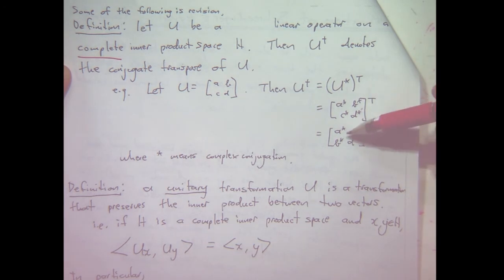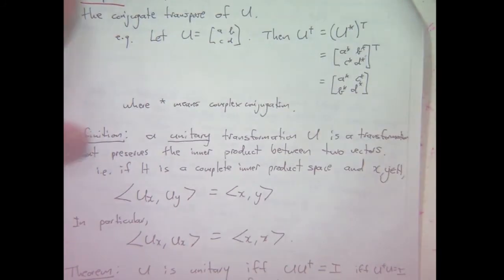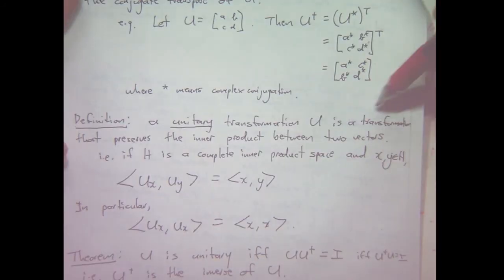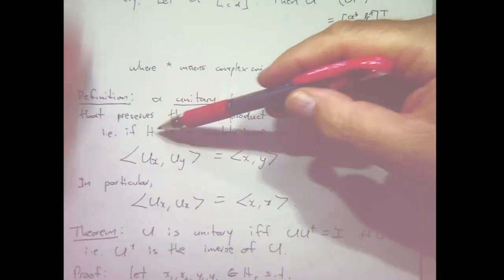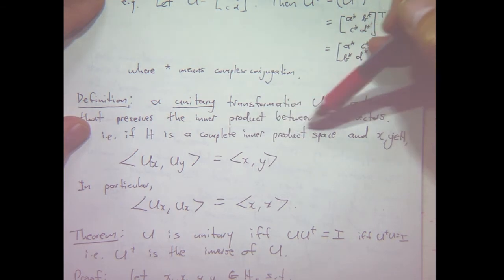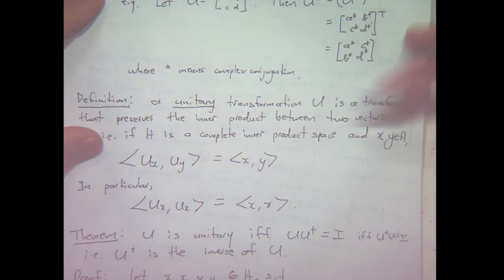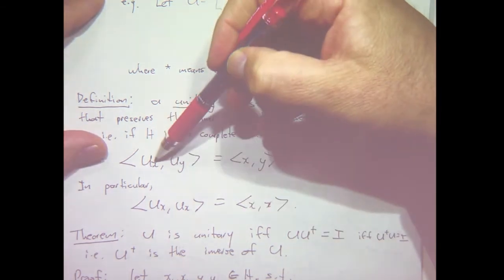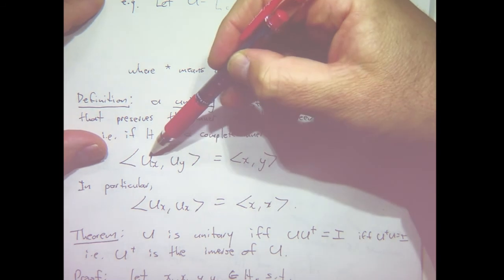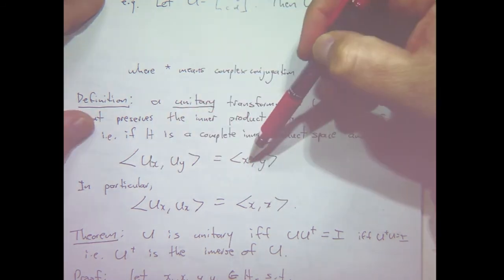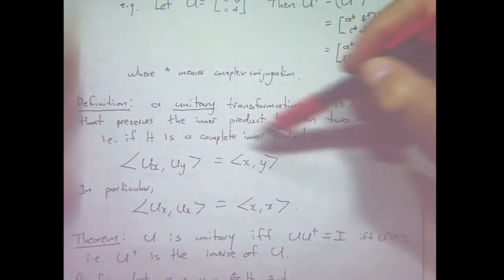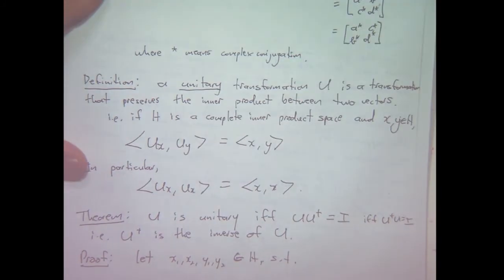So C star ends up there, B star ends up there, A star and D star stand on the diagonal. Definition: a unitary transformation U is a transformation that preserves the inner product between two vectors. For example, if H is a complete inner product space and X, Y are in H, then if you transform each vector by the same unitary transformation, the inner product of the result equals the original inner product. That's what we want. That's the definition of a unitary transformation.